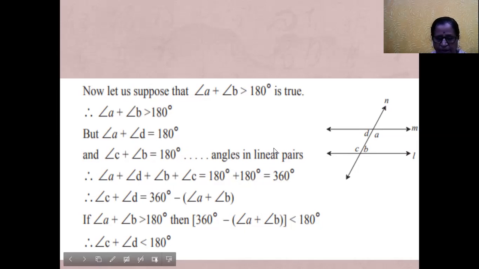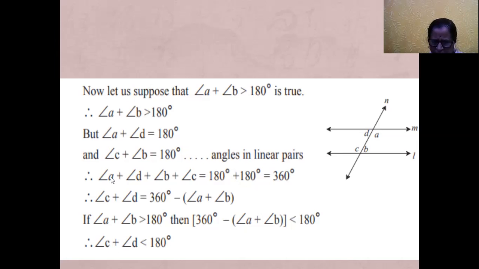So next possibility we are going to study is that angle A plus angle B is greater than 180. We can consider it true. But then angle A plus angle B is greater than 180. But we know that angle A plus angle D forms a linear pair, which is 180. And angle C and B also form a linear pair.